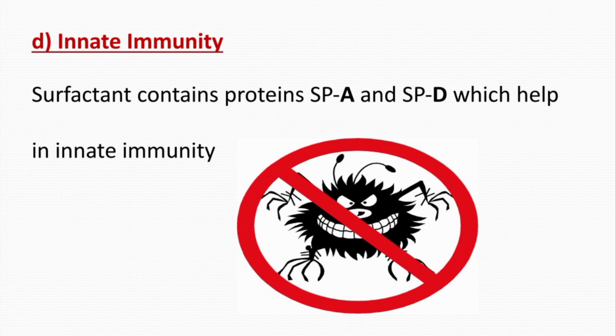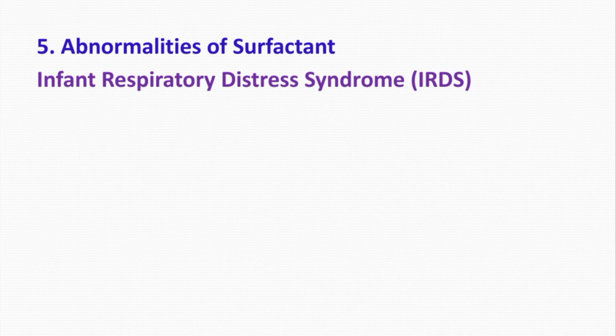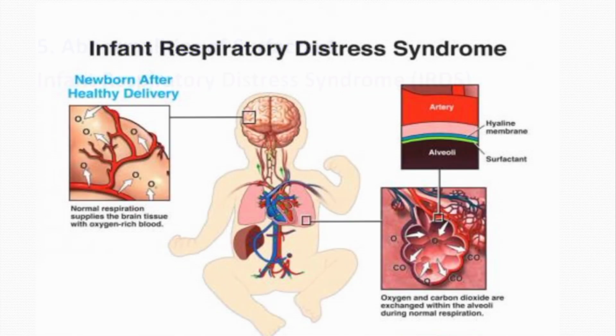Then surfactant also helps in the innate immunity, which is the natural immunity which all of us have. Actually, surfactant contains certain proteins like SPA and SPD which help in the innate immunity. Now, let us discuss a major abnormality which is related to the secretion of surfactant, and this is infant respiratory distress syndrome, IRDS, infant respiratory distress syndrome.